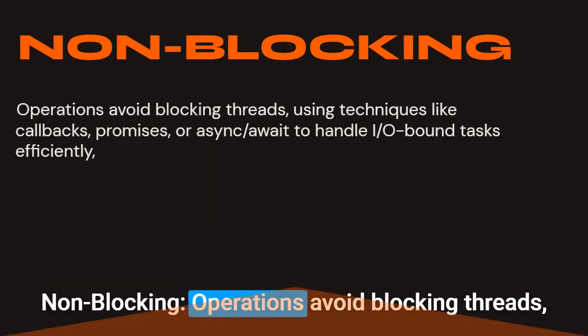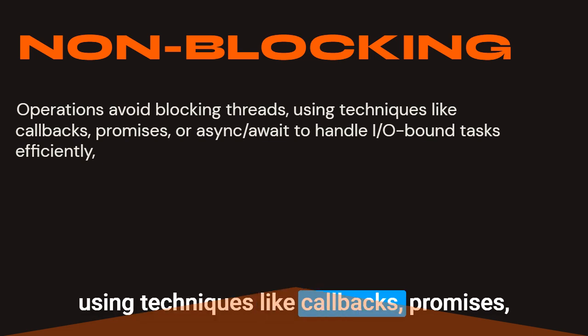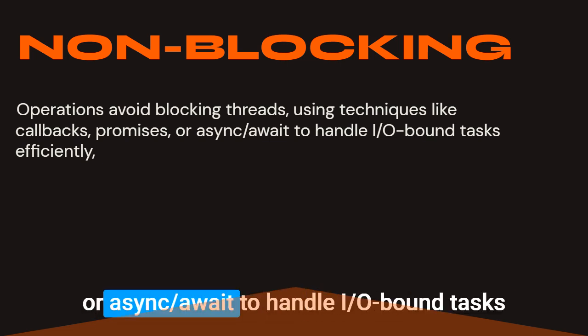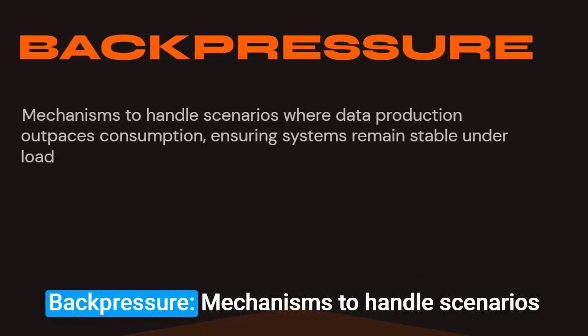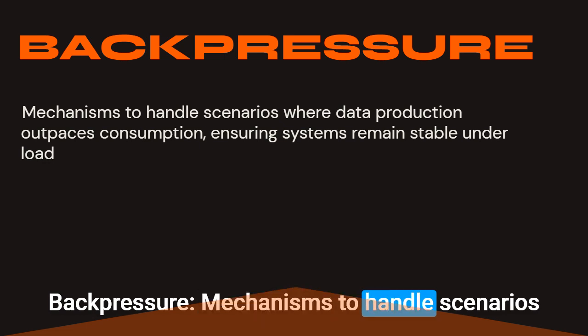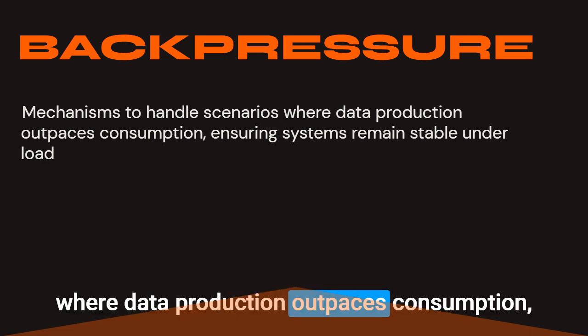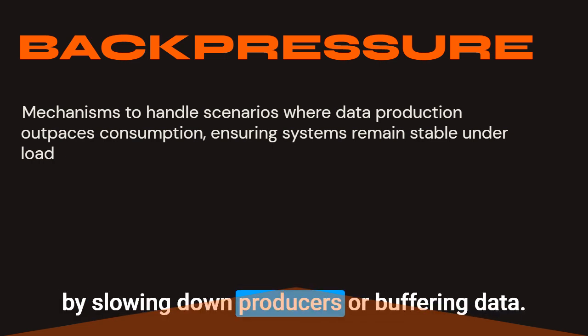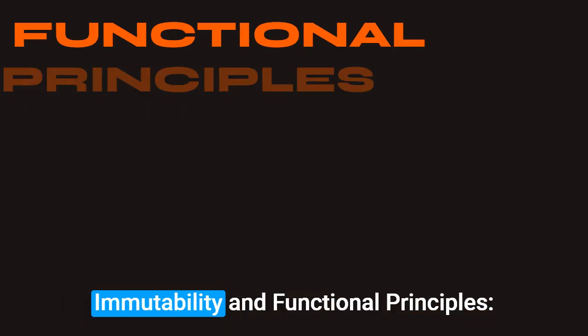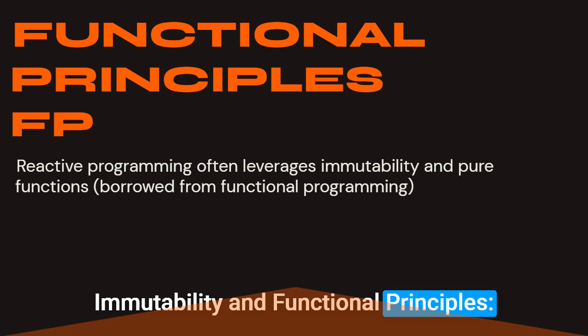Non-blocking. Operations avoid blocking threads, using techniques like callbacks, promises, or async await to handle I/O-bound tasks efficiently, improving scalability and performance. Back pressure. Mechanisms to handle scenarios where data production outpaces consumption, ensuring systems remain stable under load by slowing down producers or buffering data.